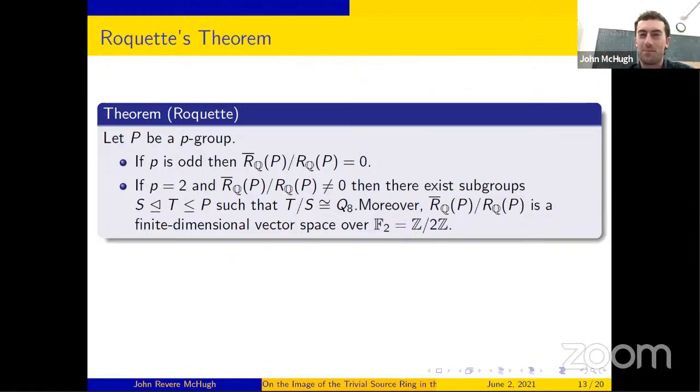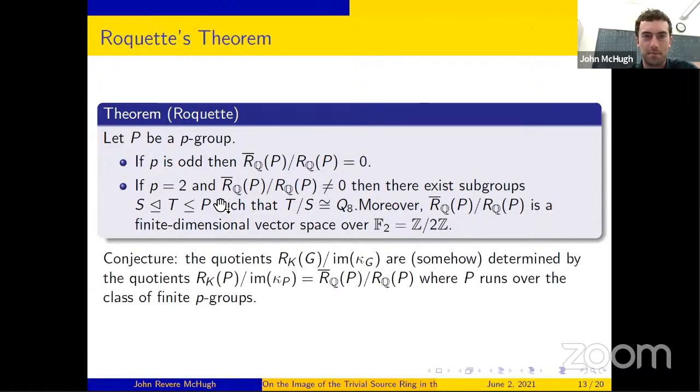This is pretty striking because it seems almost like it's explaining what we were observing in that table of computations, except our table of computations was taken over all finite groups. Roquette's theorem is only in terms of a P group. And furthermore, he's considering R bar Q mod R_Q, where we're considering R_K mod the image of kappa. But it seems like there's a connection here.